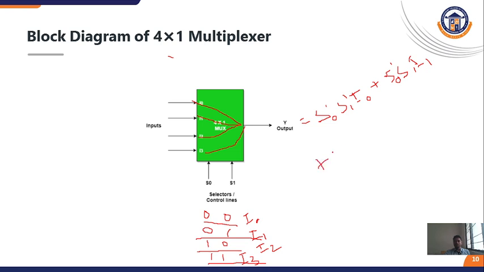the next selection line is 1 0, so we can write S0 S1 bar I2 plus the next input is 1 1, so we can write S0 S1. When the selection line is 1 1, I3 will be selected to the output. So it is I3. So this is how the multiplexer will work. Thank you.